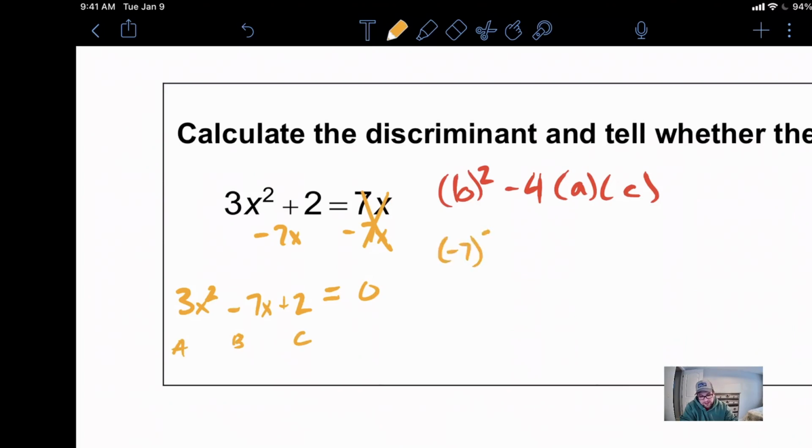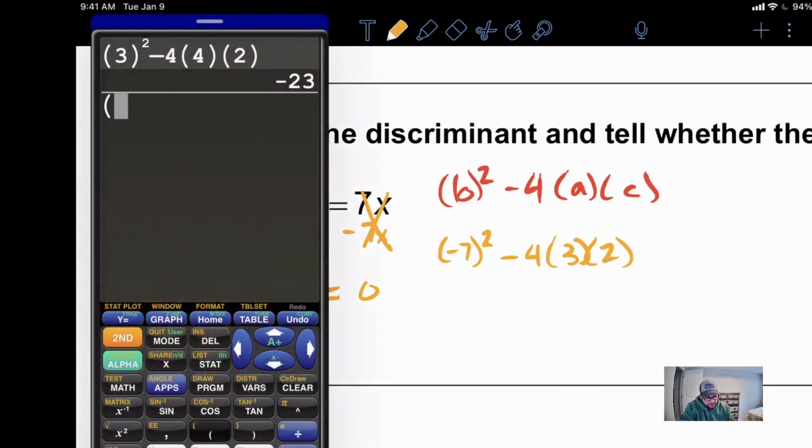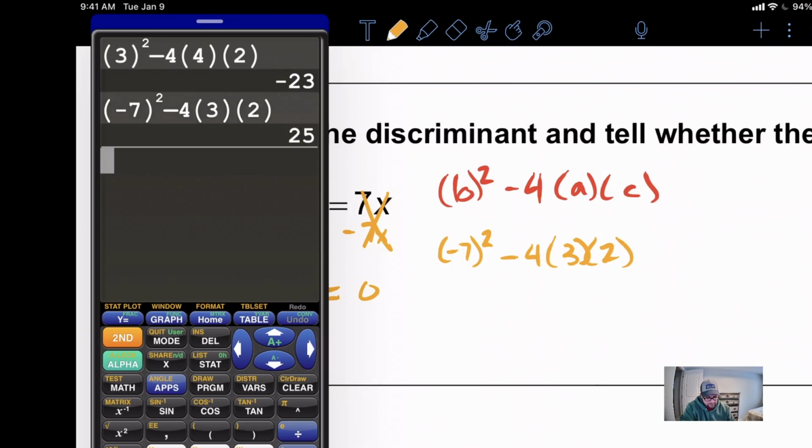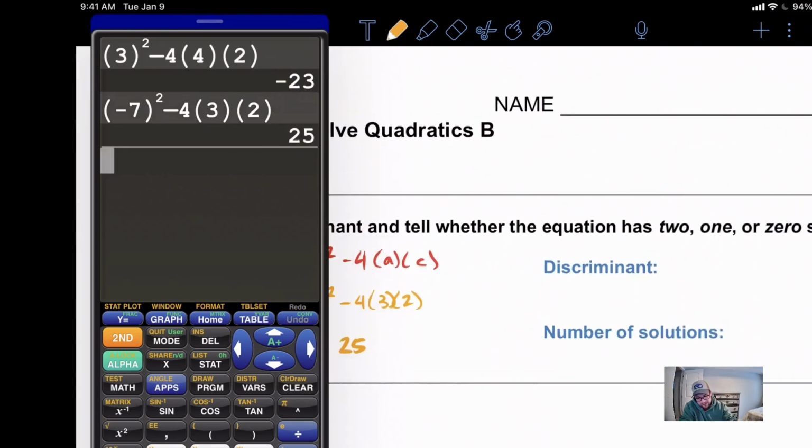So plugging this in, we're going to have our negative 7 squared minus 4 times 3 times 2. So let's evaluate this now. So evaluating, we punch it into our calculator. Negative 7 to the second power minus 4 times 3 times 2. Hitting enter, we get 25. And that would be our discriminant here.